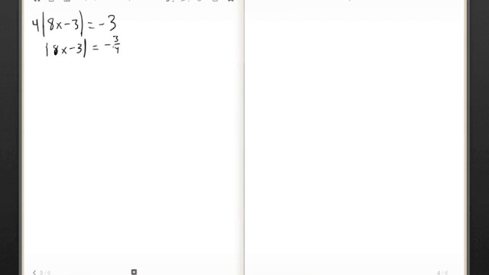Wait a minute, you notice something a little strange about that. Remember, absolute value is distance from 0, so how can something be negative 3/4 from 0? And the answer is, it can't. There is no solution to this, because the absolute value of anything cannot be equal to a negative number, because there's no such thing as being a negative distance from 0. So remember that.